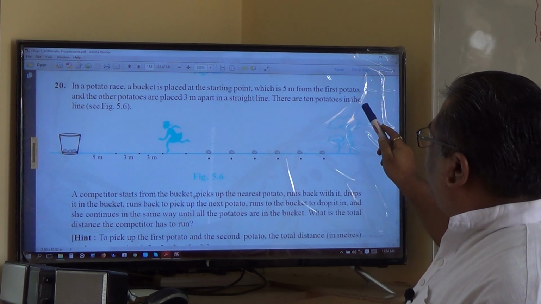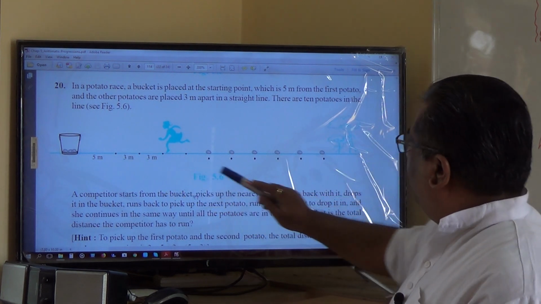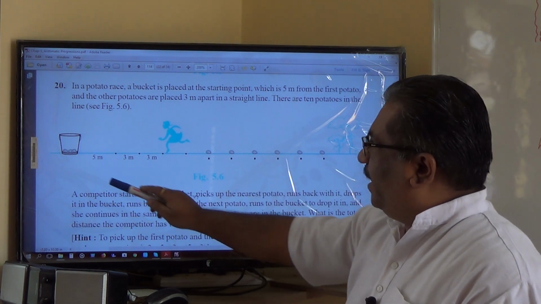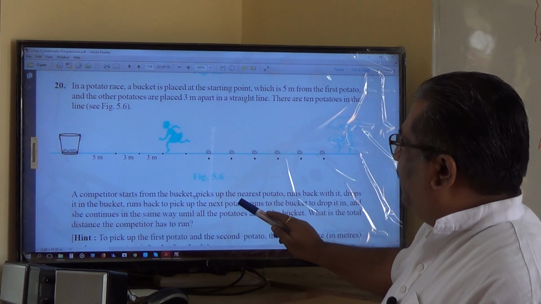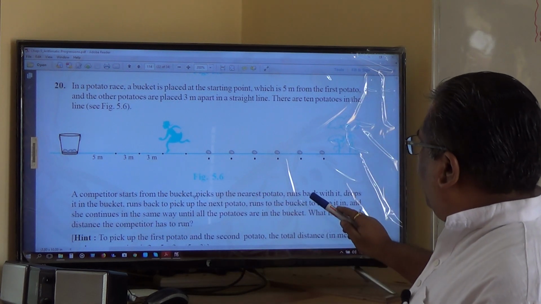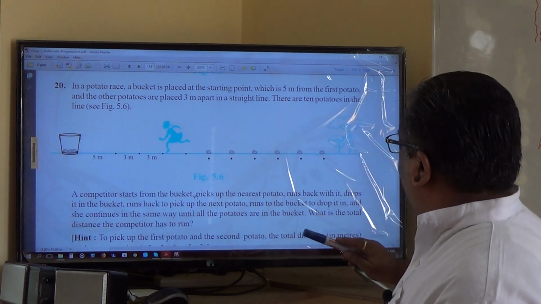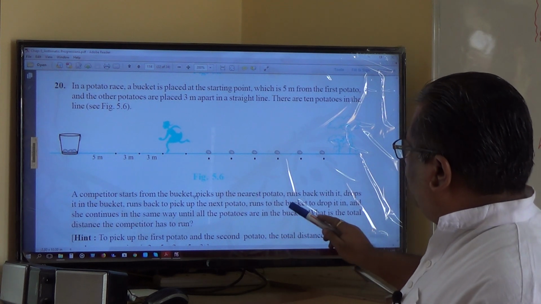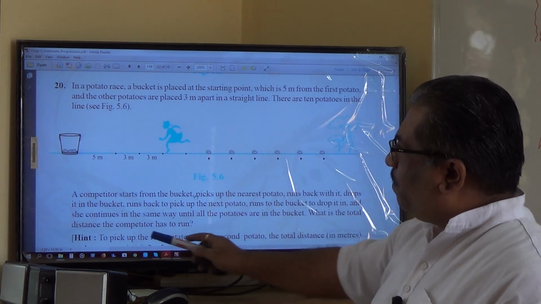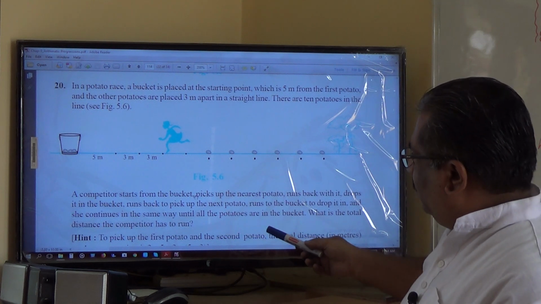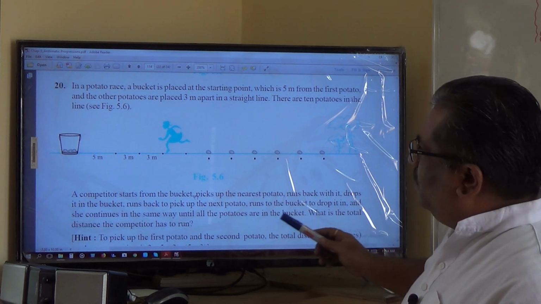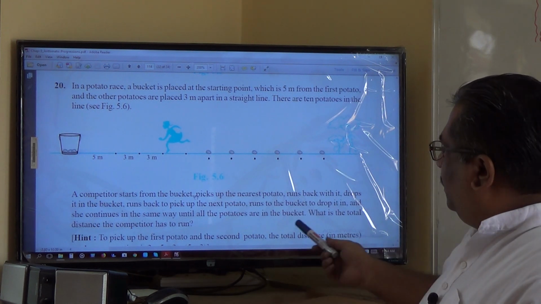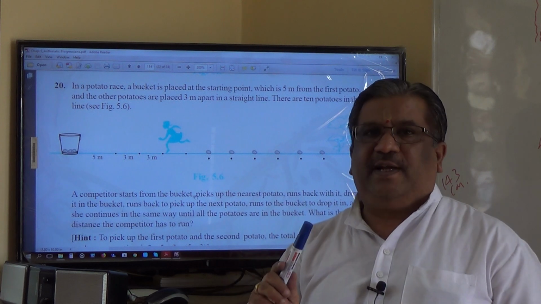There are 10 potatoes in the line. A competitor starts from the bucket, picks up the nearest potato, that is the first potato, runs back with it and drops it in the bucket. She runs back to pick up the next potato, runs to the bucket to drop it in. She continues in the same way until all the potatoes are in the bucket. What is the total distance the competitor has to run?